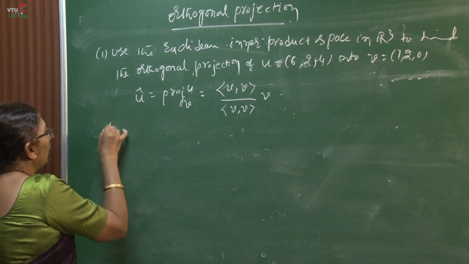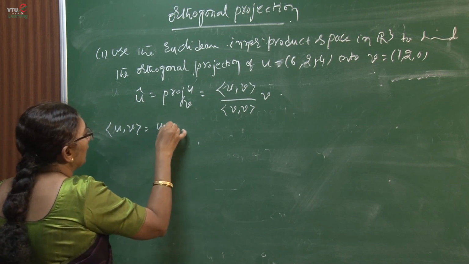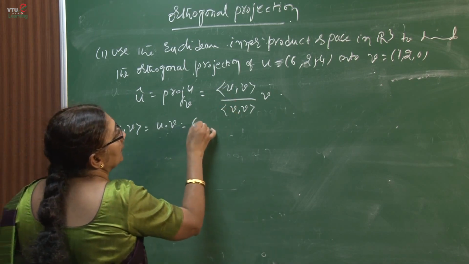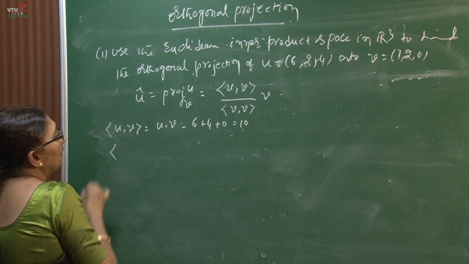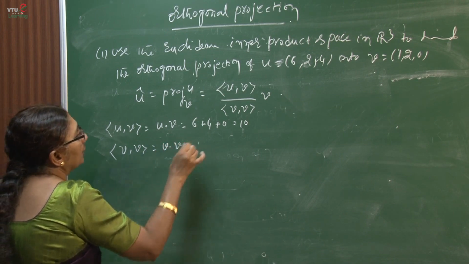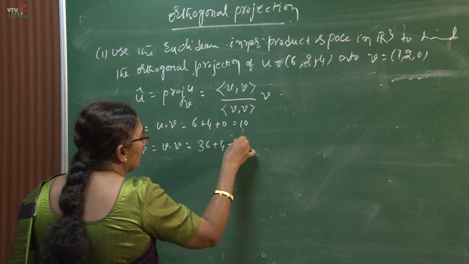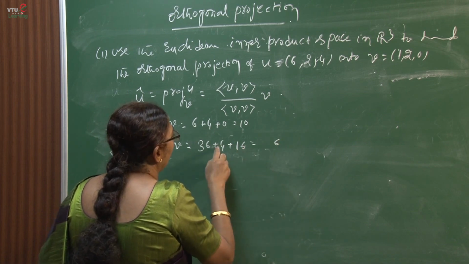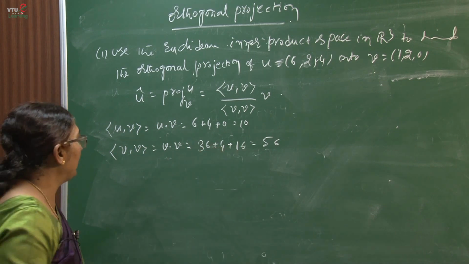Now, first you calculate the inner product of u comma v. They have given row vectors, so you just write the dot product u dot v. What is u dot v? 6 into 1 is 6, 2 twos are 4, 4 into 0 is 0, so 10. Next, to find the inner product of v comma v, that is v dot v: 6 square is 36, 2 square is 4, 4 square is 16. 36 plus 4 is 40, 40 plus 16 is 56.